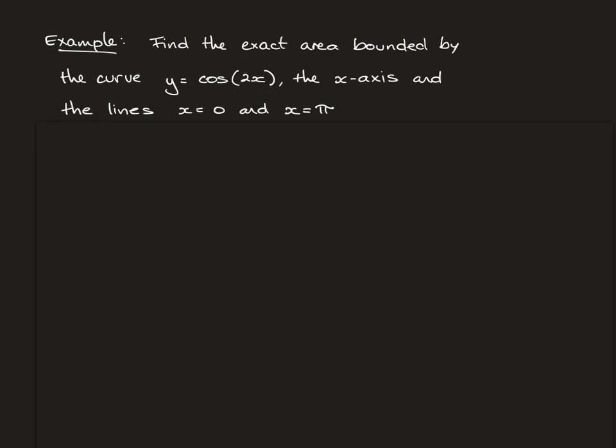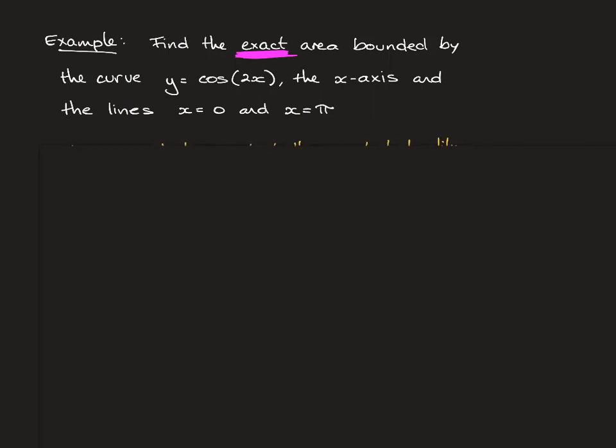So this last example says find the exact area. So don't forget this word exact has an exact meaning and implication for us in methods. So we're going to have some kind of possibly square root number or pi in our answer, but it needs to be exact, no decimals. Find the exact area bounded by the curve y equals cos of 2x and the x-axis and the lines x equals 0 and x equals pi.